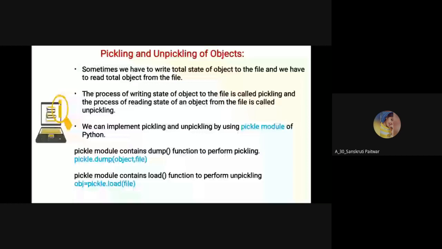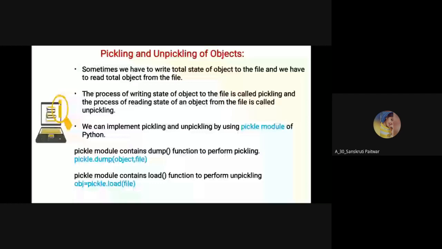Okay. So again, the process of writing the state of an object to a file is called pickling, and the process of reading the state of an object from a file is called unpickling. We can implement pickling and unpickling by using the pickle module. That module is present in Python. By using this module, we can implement pickling and unpickling operations.